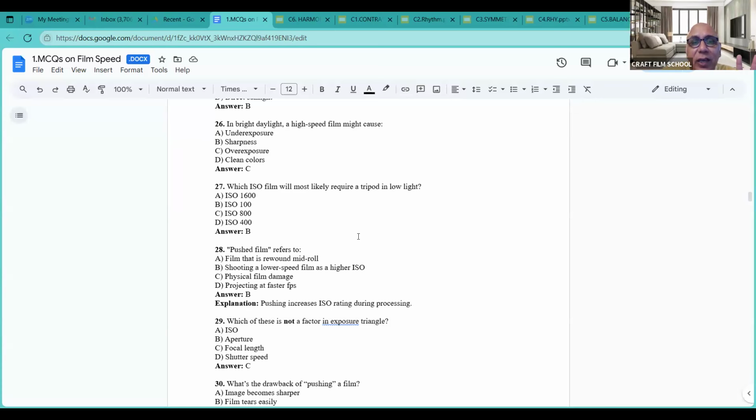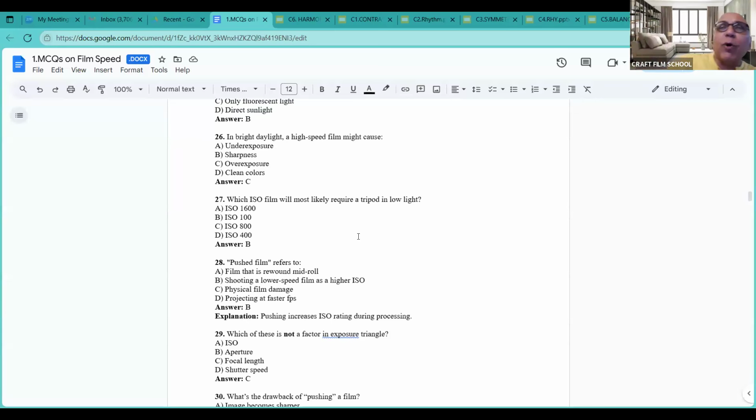Color, it has nothing to do with color. Color, in the sense that if you correctly expose, then obviously color will be correctly reproduced. But if you overexpose, color will fade out. If you underexpose, color will be somewhat saturated up to half a stop and one stop. After that, there will be a shift of the color.